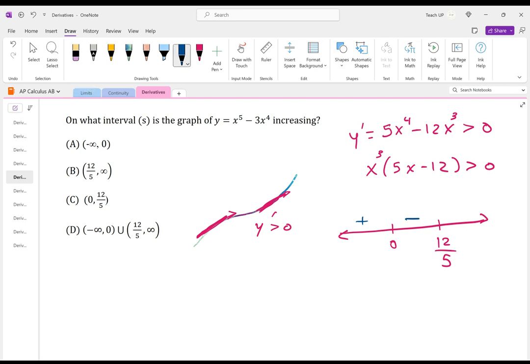And you can see here that the intervals where the derivative is positive, because we want to find when the graph is increasing, would be from negative infinity to 0, and then from 12 over 5 to positive infinity. Therefore, our answer here is D.